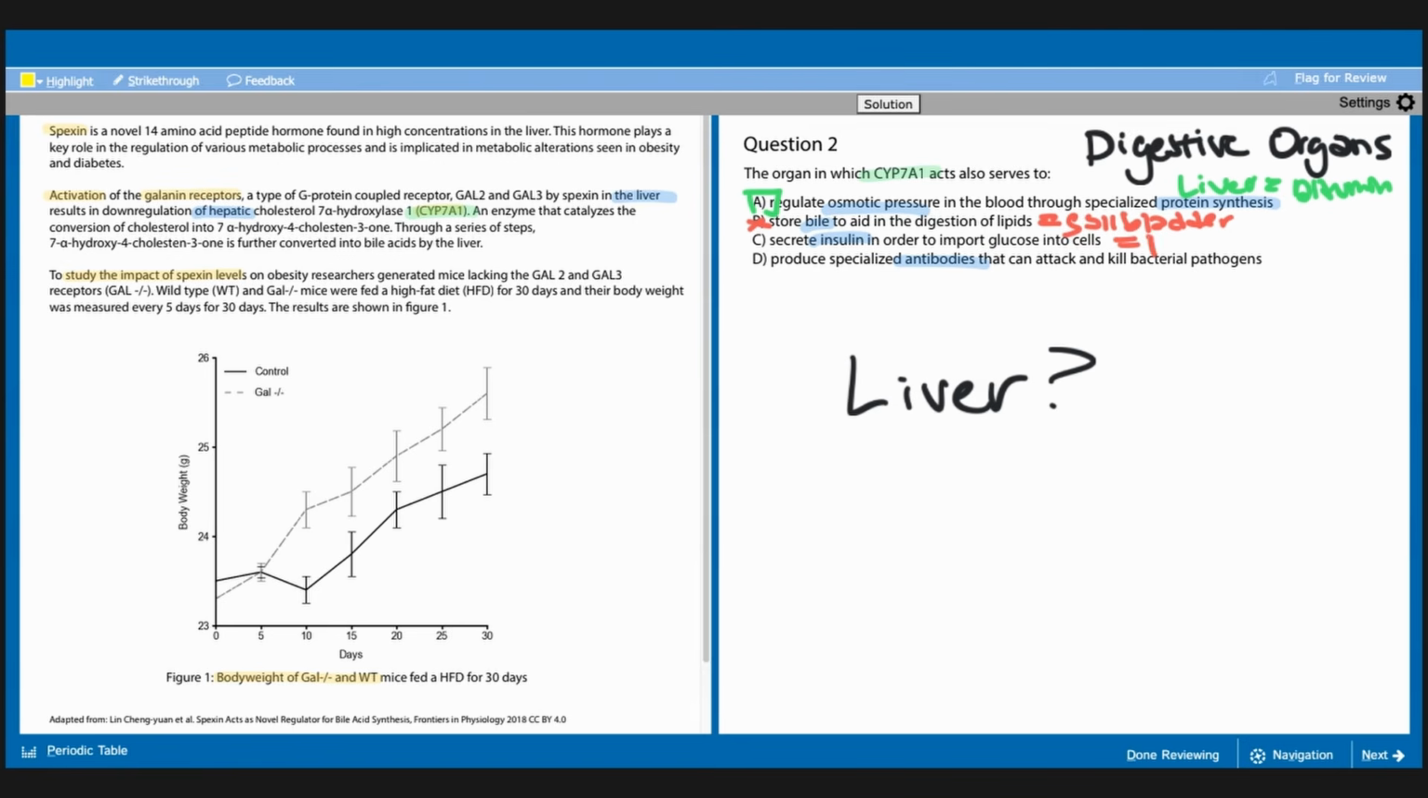C says secrete insulin in order to import glucose into cells. The pancreas would be secreting insulin through the beta islet cells, so that's also wrong since it's not describing the liver. Lastly, we have produce specialized antibodies that can attack and kill bacterial pathogens. This to me doesn't seem to be describing an organ, but rather a cell, specifically plasma cells, since they produce antibodies. I don't really know what to think about that specialized antibodies piece, so this is probably just kind of a weird distractor answer that doesn't really pertain to this particular question, and so we can also eliminate it in this case because it doesn't pertain to the liver. Now let's move on to our next question.